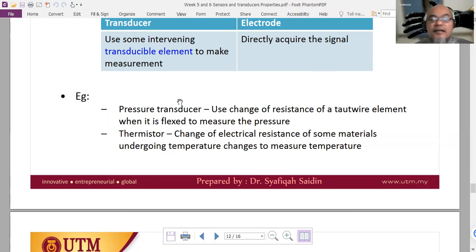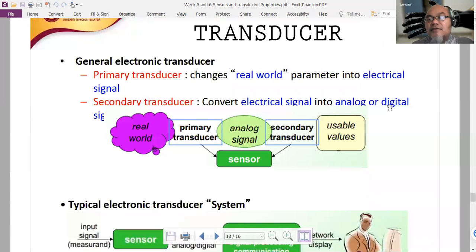So in general, a primary transducer changes a real-world parameter into an electrical signal. There is also what we call a secondary transducer, which converts an electrical signal into an analog or digital signal, or one electrical signal into another electrical signal. For example, we can call an amplifier a secondary transducer.